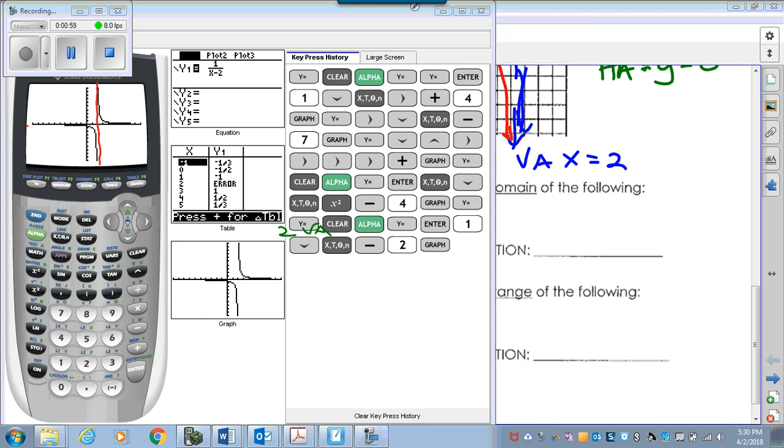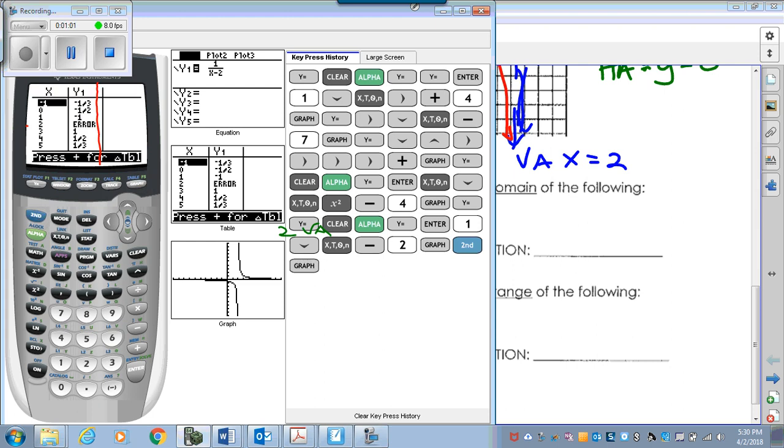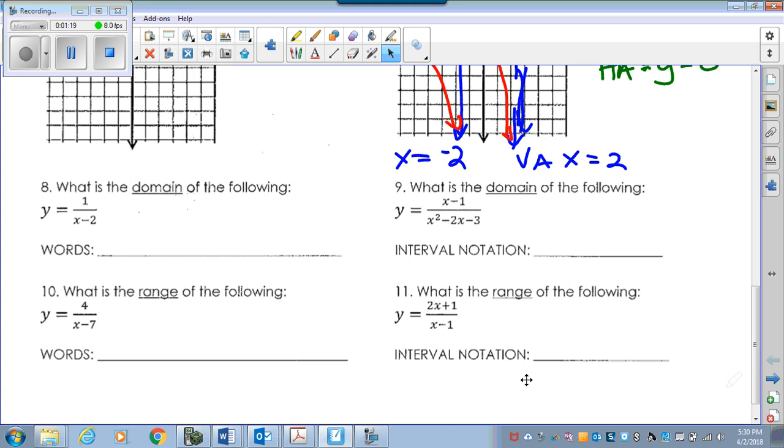Another way is if you look at the table, you see when x is equal to 2, there's the error. Okay? So basically, if you look at it, x can be anything except 2. All right, that's what that means. Okay? So the domain, remember, is talking about the x values, right?